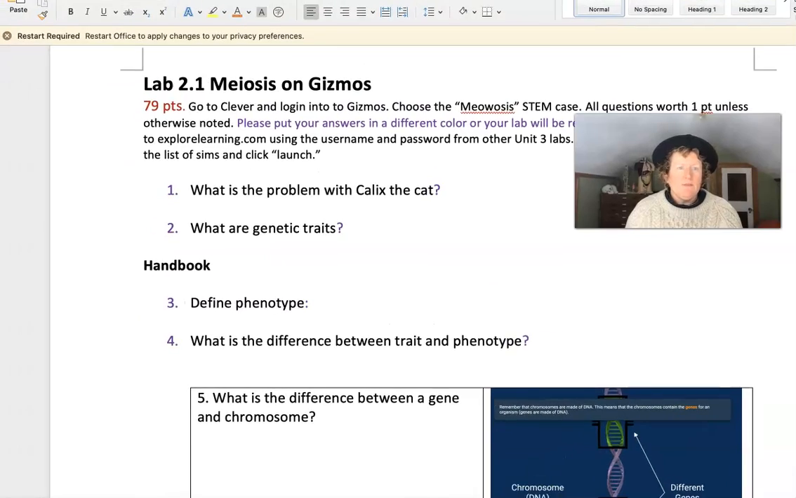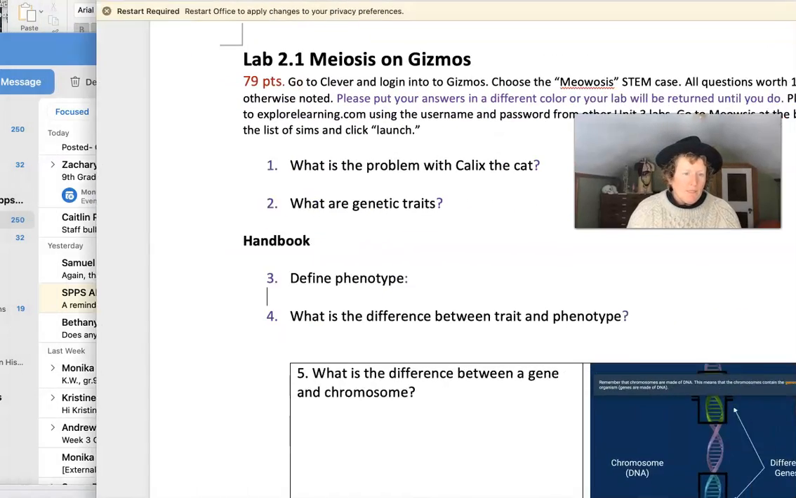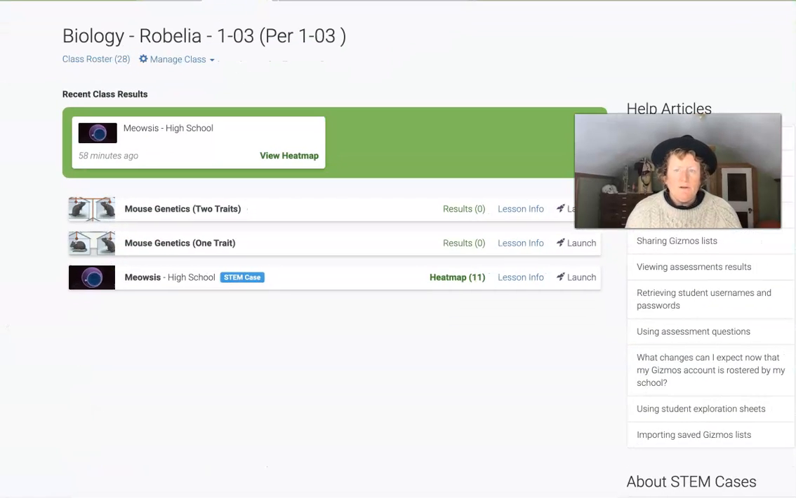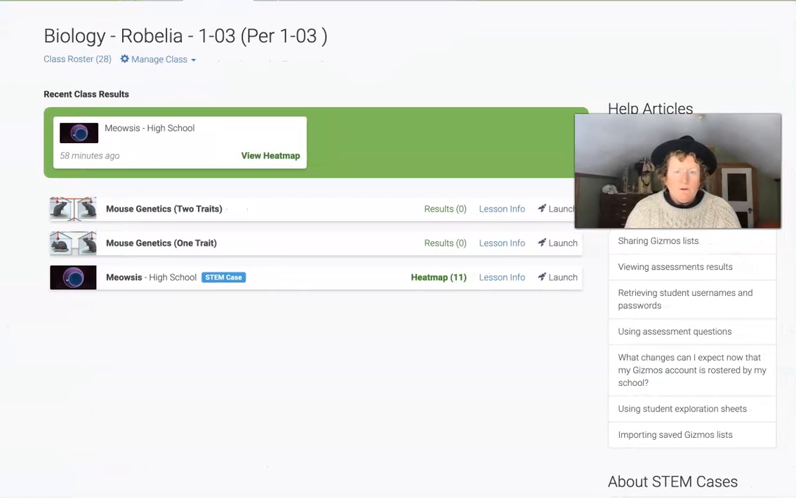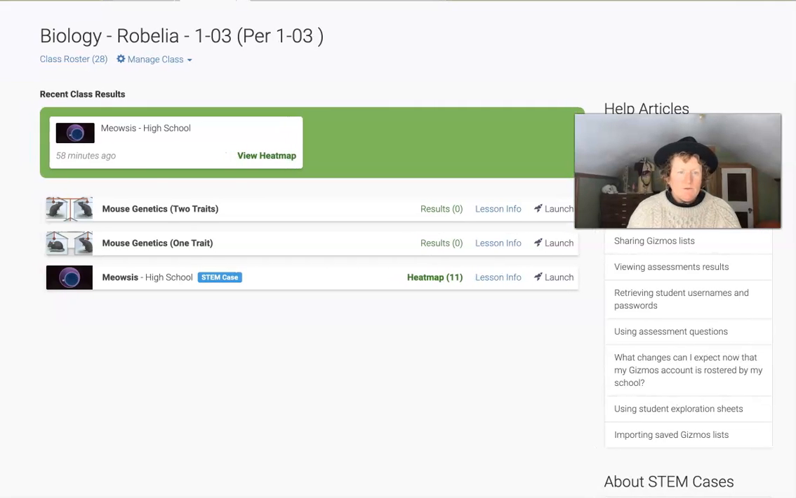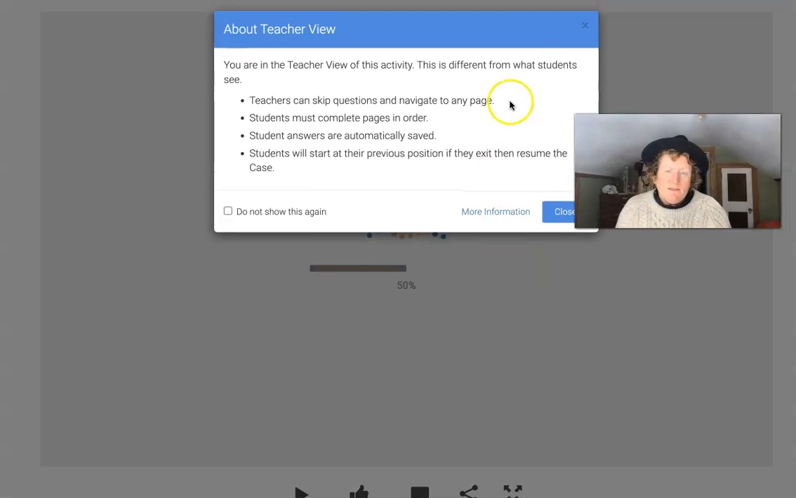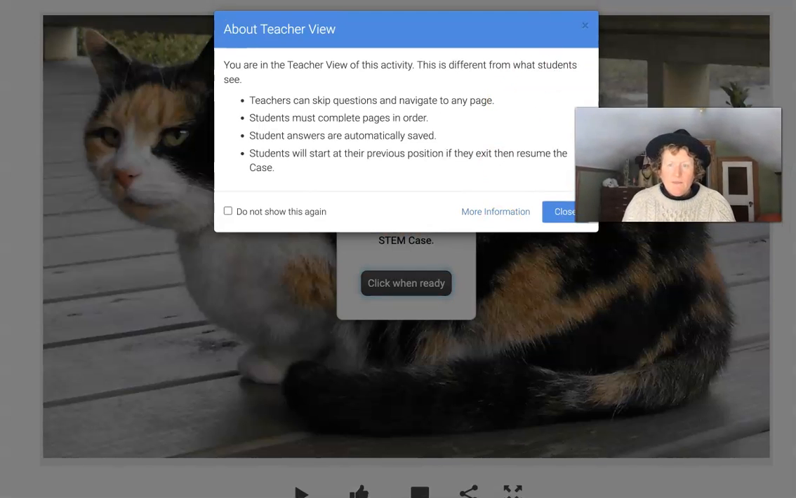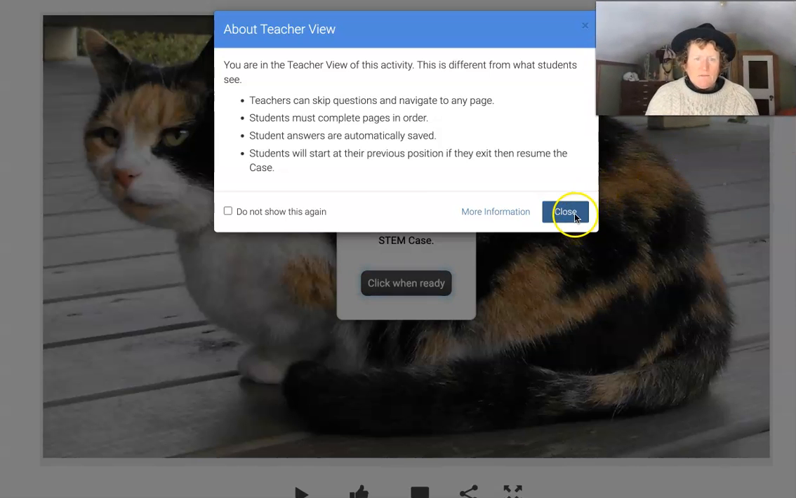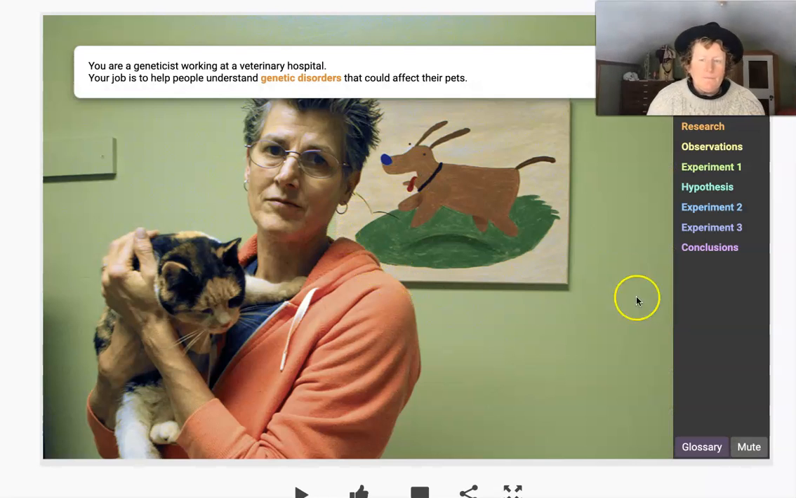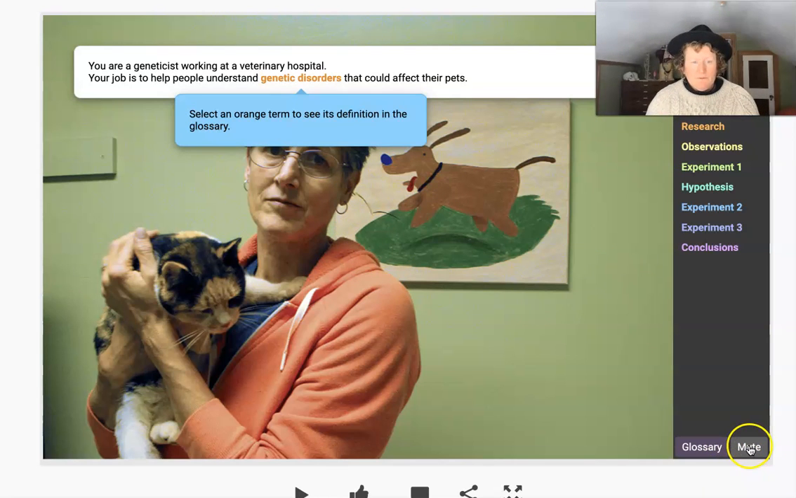So to get started on the lab, you want to log into Clever. And then you're going to want to go to Gizmos, and to get Gizmos going, you're just going to want to launch Meiosis. It's meiosis in cats, so it's a cute way of saying meiosis in cats. I'm going to mute the music here.